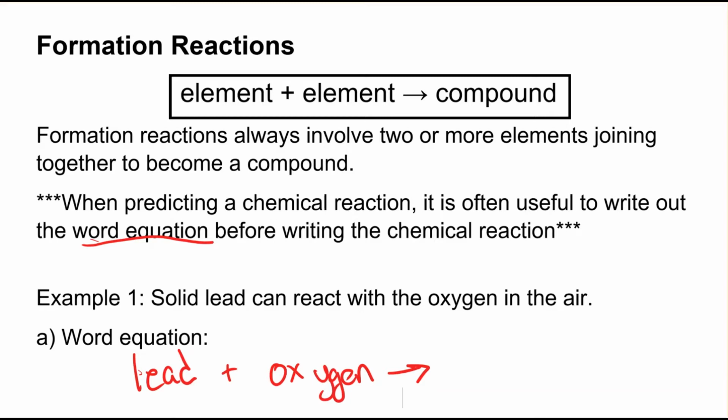So lead and oxygen is going to make lead oxide, but lead oxide is an ionic compound. So when we make lead oxide, we have to figure out what lead we are going to make. So I'm just going to put in lead oxide, and we don't know what lead we're going to make.